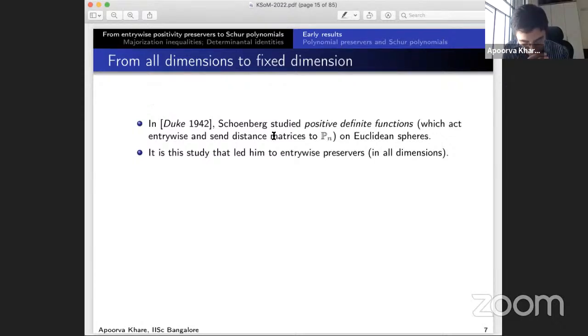But Schoenberg was interested, and Rudin and others, in functions preserving positivity in all sizes. And eventually from 1935 to 1942, he studied positive definite functions in his paper in Duke. At the same time, Bochner and, at the turn of the decade, Bochner and I think Rykov and Weil and other people had worked out Bochner's theorem over locally compact abelian groups and so on. Schoenberg studied it over metric spaces using a different notion of positive definite functions than the one over groups. And that is what led him to infinite dimensional spheres of Euclidean type and to entry-wise preservers in all dimensions.